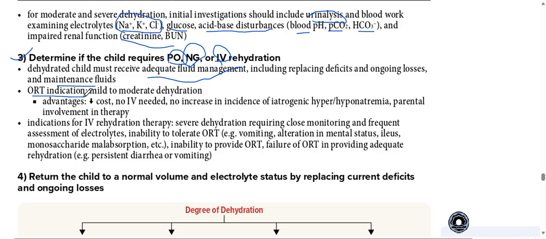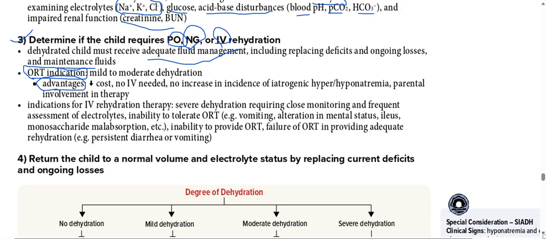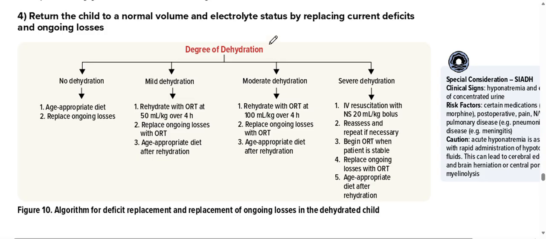So the next thing is ORT indication. ORT indication means mild to moderate dehydration. If a child is suffering from mild to moderate dehydration, we have to give ORT, oral rehydration. You can see in this table, there's a very good table that classifies degree of dehydration into no, mild, moderate and severe. With no dehydration, we will not give anything specific except the age-appropriate diet and replacing the ongoing losses.